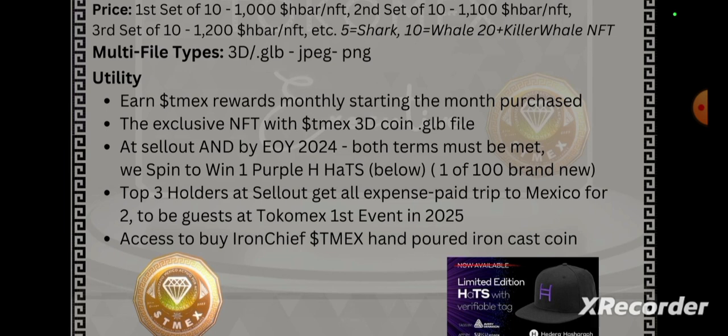The last but not least, and we'll probably include some more later, is you get access to buy Iron Chief's coin. He's a community member. You can find him on Twitter. He also hand poured, excuse me, Iron Chief TMEX hand poured iron cast coin. You get access to this coin. The only people that have access are the Tokomex executives. There's no limitation on how many you get. The only limitation is who gets it, and you have to have the Tokomex executive status.